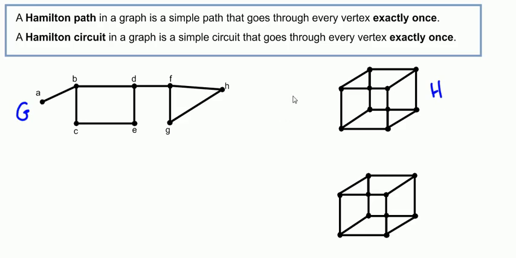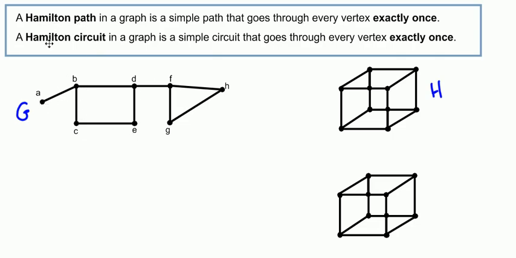Okay, in the last video we looked at Euler paths and Euler circuits, and the idea was that you had to try to make it through a graph using a simple path and getting every edge, and we saw that wasn't possible for a graph like this, but we did see examples where it worked. Hamilton paths and circuits are similar, but the idea is that you have to go through every vertex exactly once.